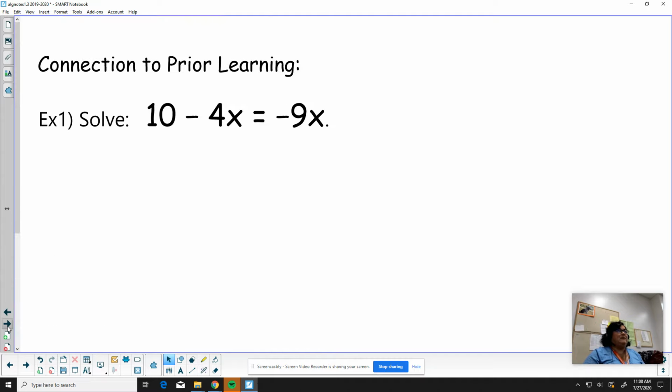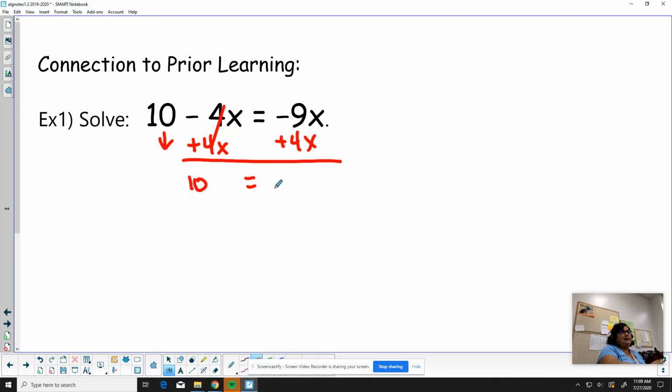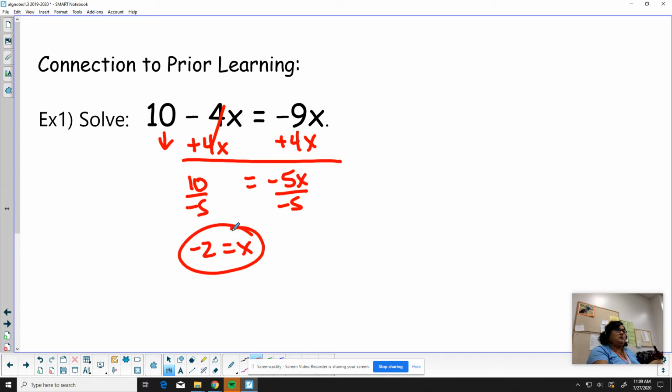All right, so if we start our first one, notice that different from yesterday, it's got an x on both sides of the equation. So if we want to get the x by itself, I'm going to move this x over here since there's only one constant. So I'm going to add 4x to both sides of the equation. Over here, the 10 is going to drop. The x's cancel on the left. And this is negative 5x. And then we would divide both sides by negative 5, and we would get negative 2 as our answer.